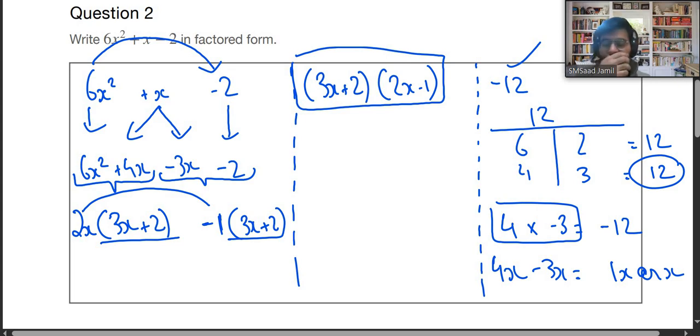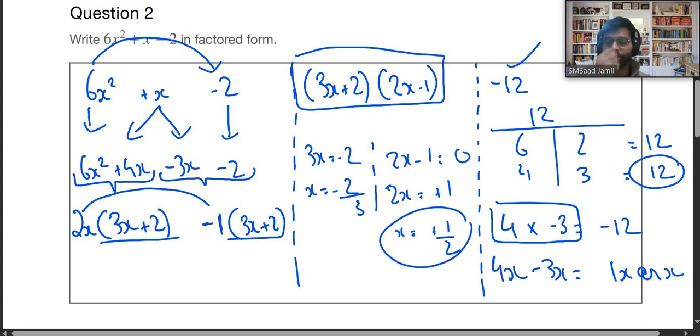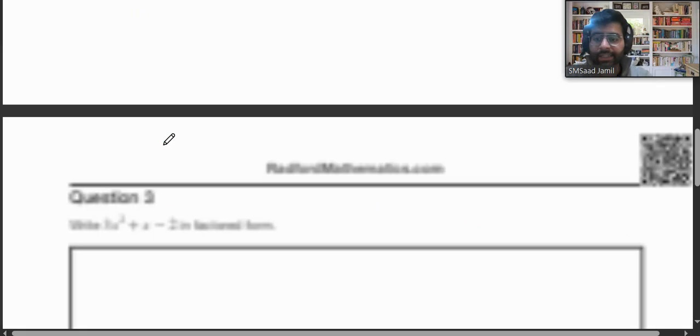If the question was asking you to write down the answer, you would say 3x is equal to minus 2, x is equal to minus 2 upon 3, and 2x minus 1 is equal to 0, 2x is equal to positive 1, x is equal to positive 1 upon 2. But since the question is only saying factored form, this is the answer. Next question.